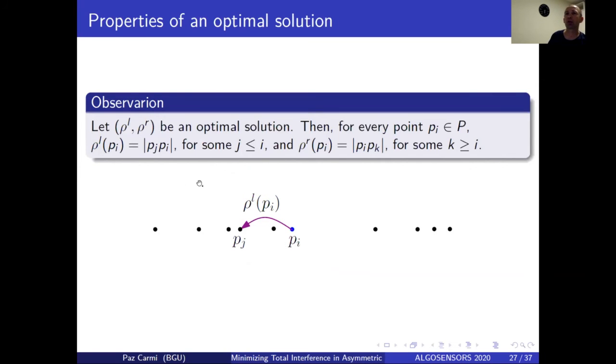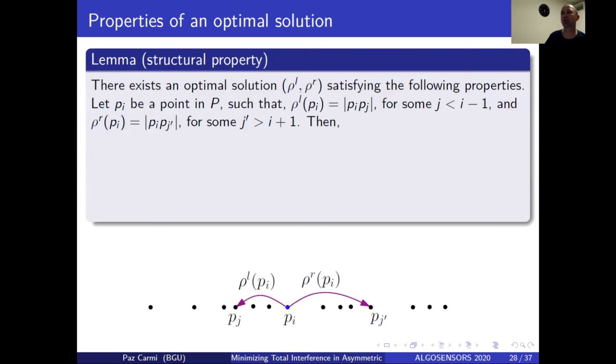So in an observation, let rho L and rho R be an optimal solution. Then for every point pi in P, the left assignment of pi ends on a point, and the same for the right assignment of a point pi, which means that it cannot land inside a range, because we can always shrink it to the left. There's no need to increase it. So that's an obvious observation.